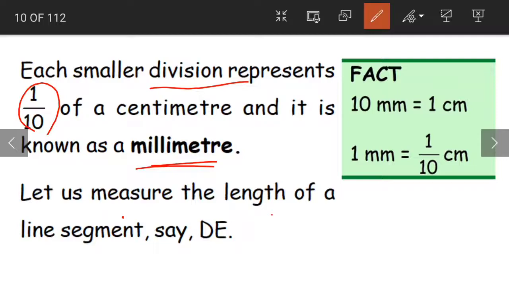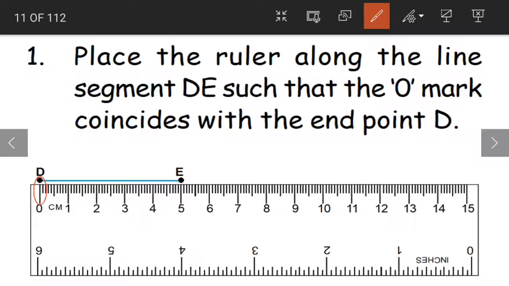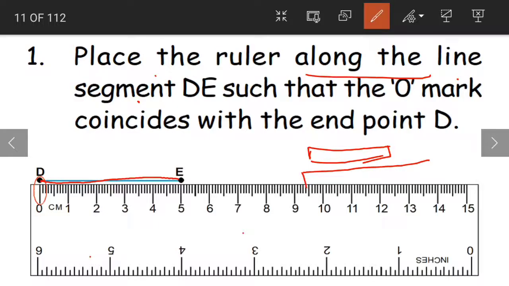Let us measure the length of line segment, say DE. So now as we have learnt about what a scale is and what the different markings on the scale are, let us look at the measurement of a line segment using a scale. Now place the ruler along the line segment. See, this is our line segment here, DE. If you recall the steps for measuring the length of an object using a scale, what did we do, children? We'll have an object and we'll place the object along the ruler.